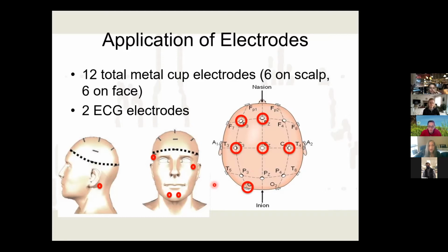And then we have 6, what I refer to as face electrodes. So we have 2 on the eyes, 2 on the chins, and then 2 we put on the mastoid bones behind the ears. And then obviously we have our 2 ECG electrodes. So technically total, we have 14 wires going from the body to the siesta.